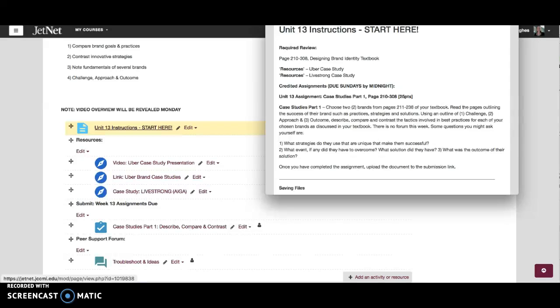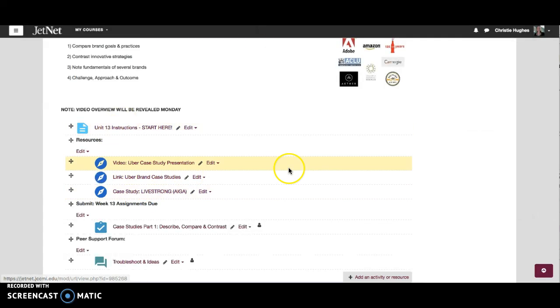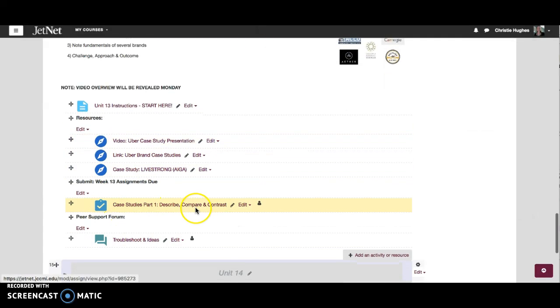So go ahead and review these links, read the text, and then make sure that you're posting your response to those questions for the case studies here in the submission link.